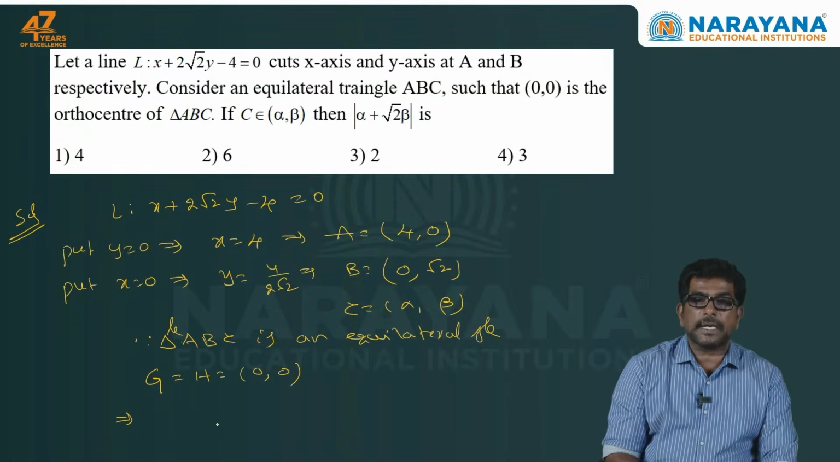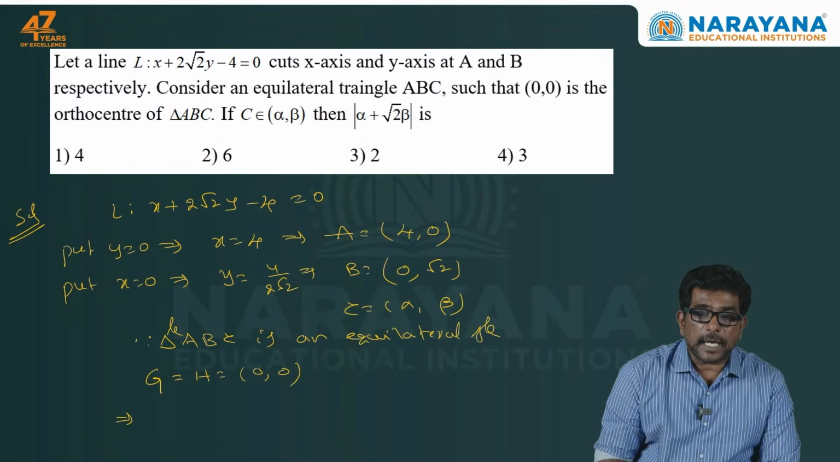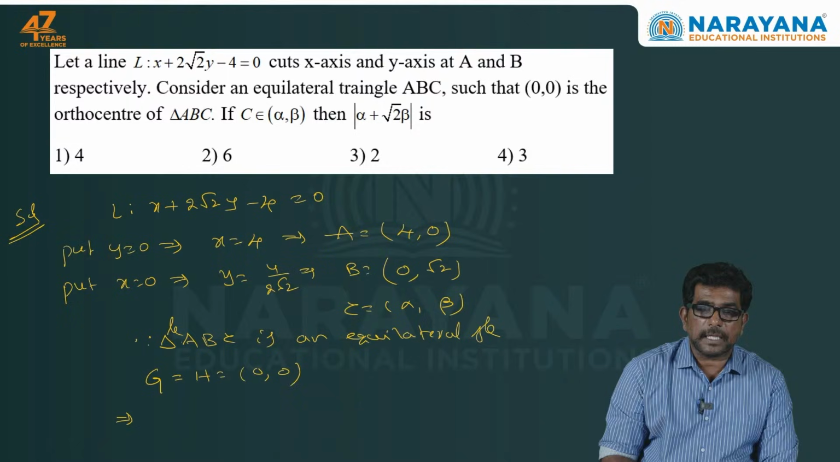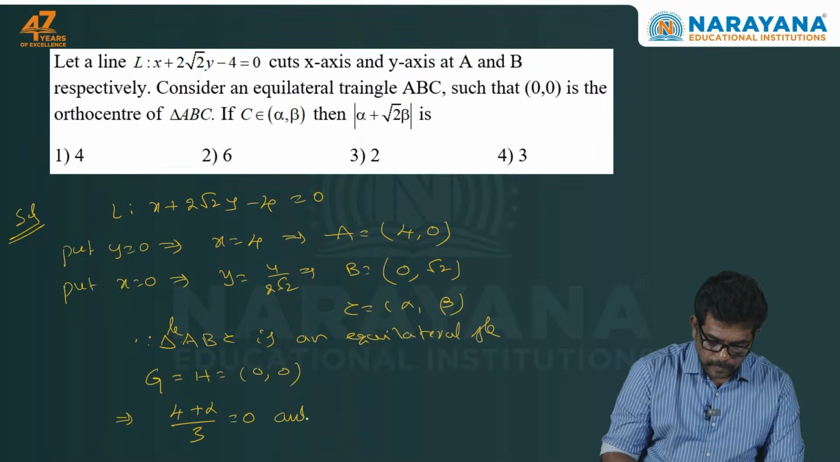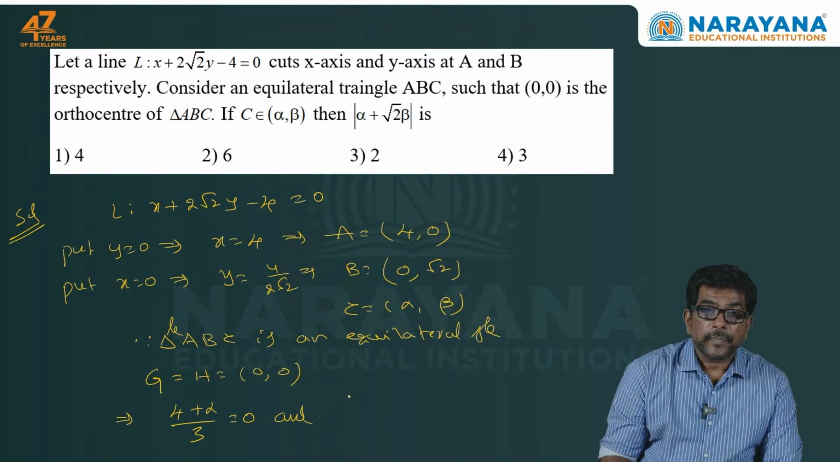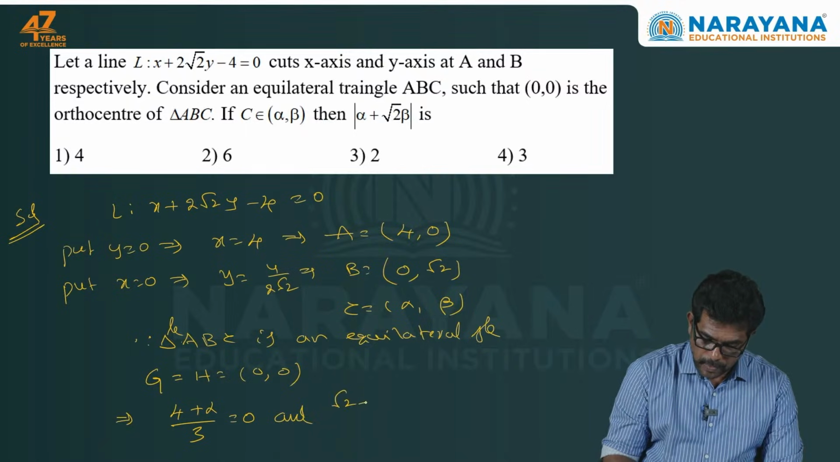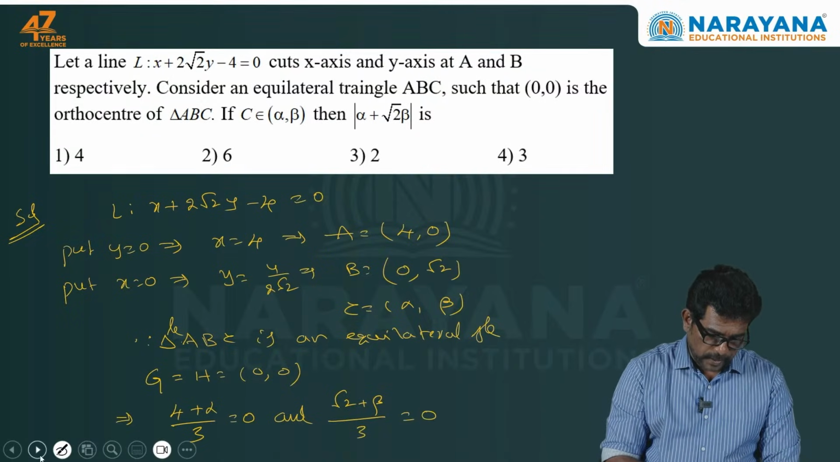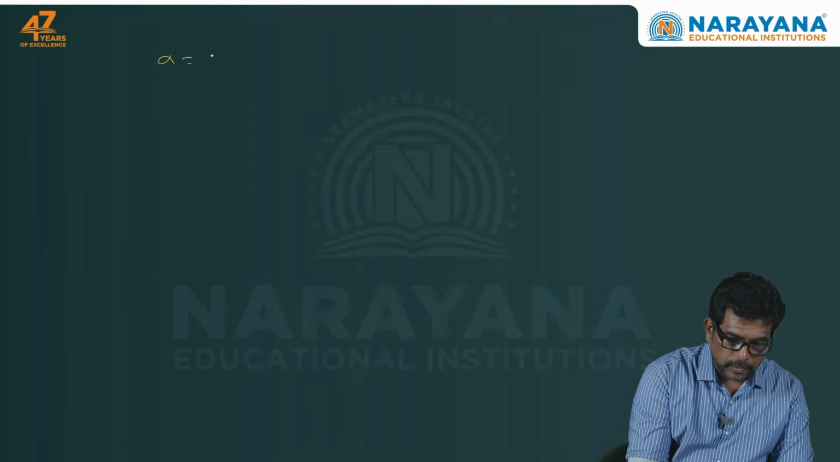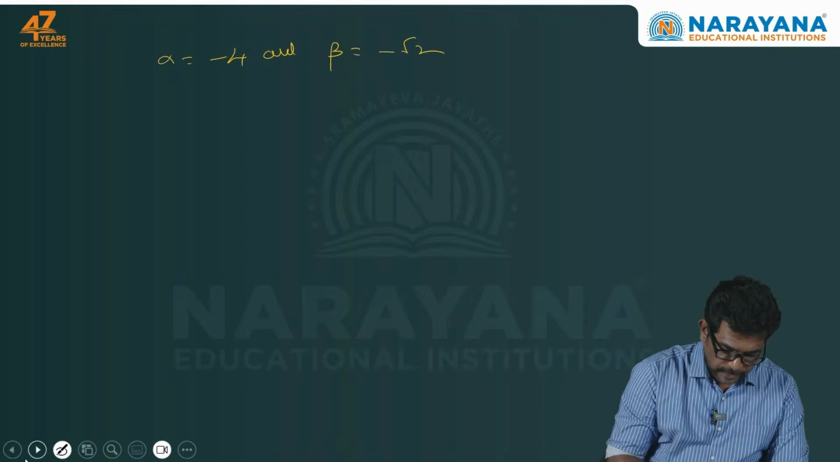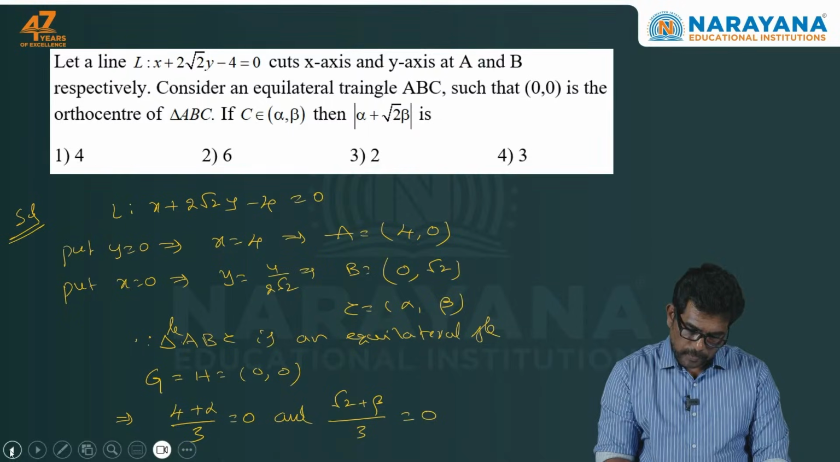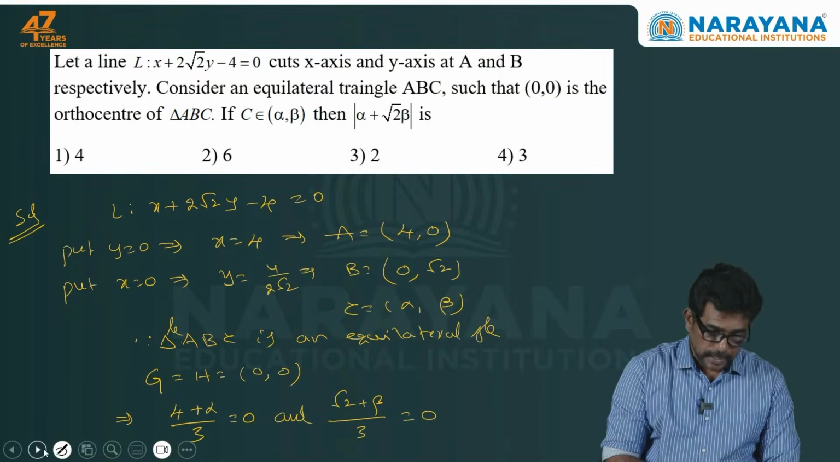The centroid is very easy to find. That is the average of the x coordinates of the vertices and the average of the y coordinates of the vertices. That is (4 plus alpha) by 3 is equal to 0 and (root 2 plus beta) by 3 is equal to 0. Now by simplifying, we get alpha is equal to minus 4 and beta is equal to minus root 2.